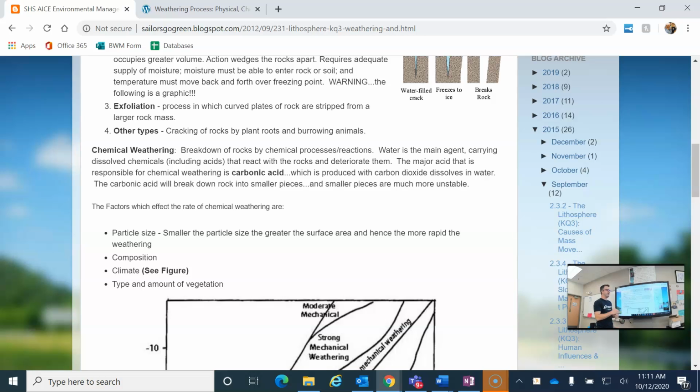The major acid that's responsible for this is carbonic acid. That's produced when carbon dioxide from the air dissolves in water. There's naturally occurring carbon dioxide in the air, dissolves in the water, makes carbonic acid, and can break down the rocks. We're going to talk about that later in terms of ocean acidification, where this does happen in the ocean as we increase our CO2 levels. Not only does the planet warm, but actually the pH of the ocean goes down, and that's contributed to coral bleaching. But in this case, we're just talking about the breakdown of rocks.